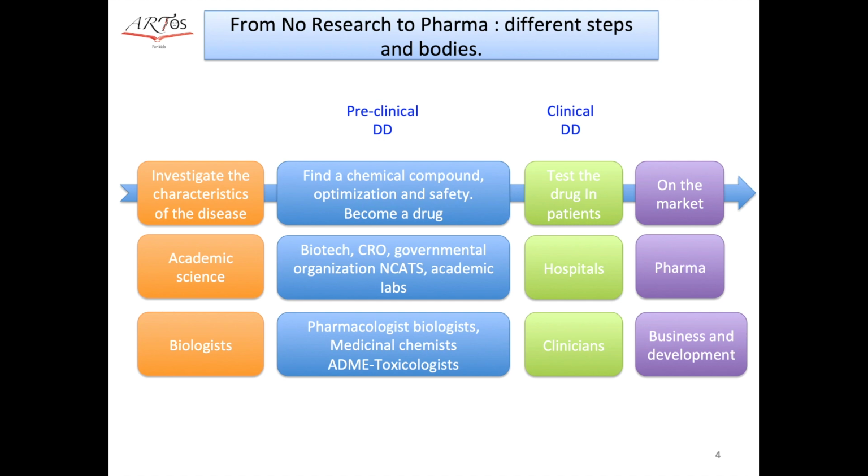The first step, really concerning drug, is when you enter the preclinical studies. It is performed in either biotechs, pharmaceutical companies, CROs, or specialized governmental organizations such as NCATS, and sometimes in academic labs. For successful preclinical studies, you need to have pharmacologists, who are biologists specialized in pharmacology, working together with medicinal chemists and ADME toxicologists. The clinical phases are performed in hospitals by clinicians. The drug is brought to the market by a pharmaceutical company with the business development necessary.